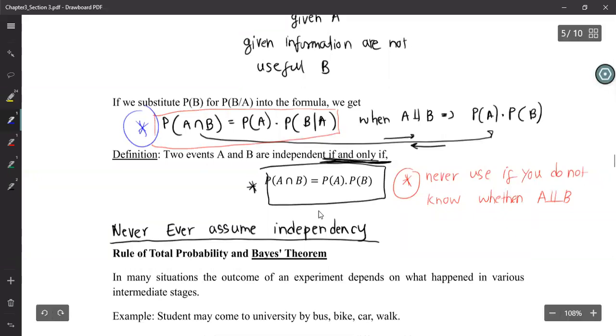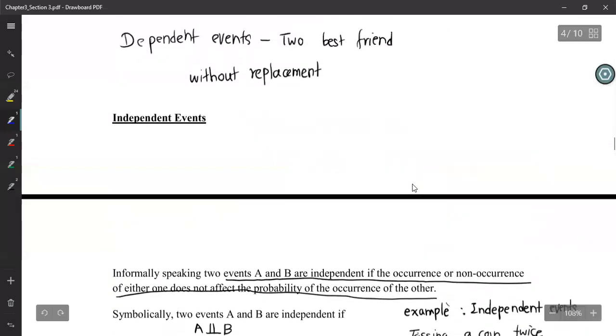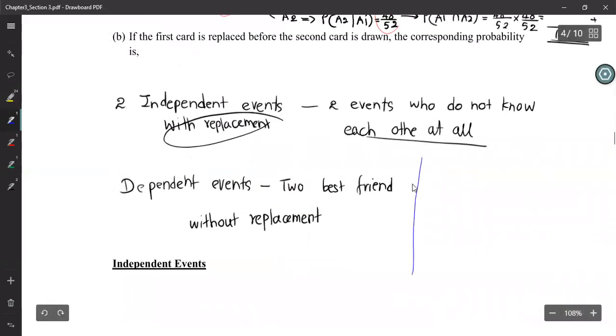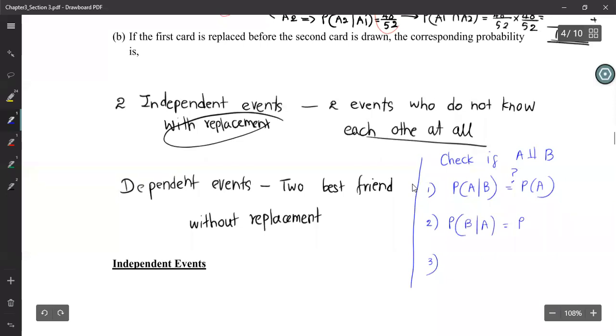Right. Now, if you want to check whether two events are independent or not, how do you check it? I will go back to here. If you want to check if A and B are independent or not, you have three possibilities. First, you check whether the conditional probability A given B is PA. If this is true, then A and B are independent. Or you can check whether B given A is the same as PB. If this is true, again, A and B are independent.